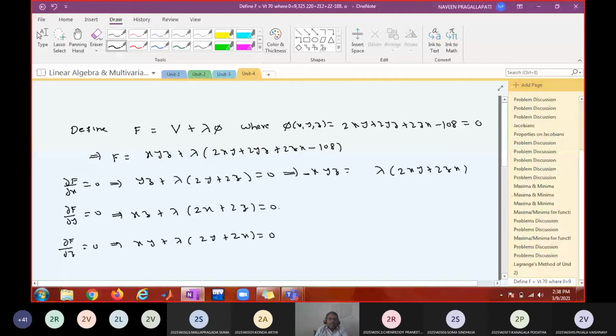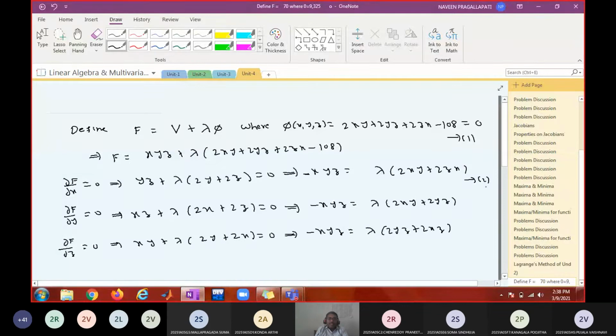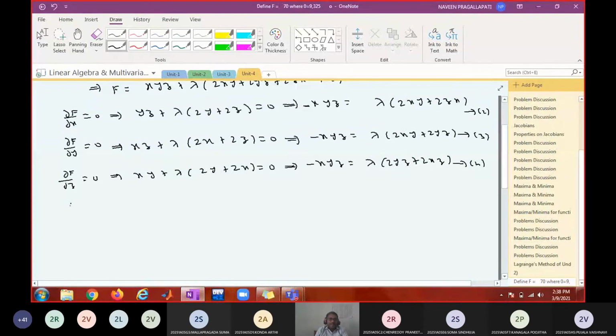So from this, if you multiply both sides with y, you get the expression for minus xyz equal to lambda into (2xy plus 2yz). And from this, you multiply both sides with z and get the expression for minus xyz, which is equal to lambda into (2yz plus 2xz). Call this equation 1, equation 2, equation 3, equation 4. So equate 2 and 3.